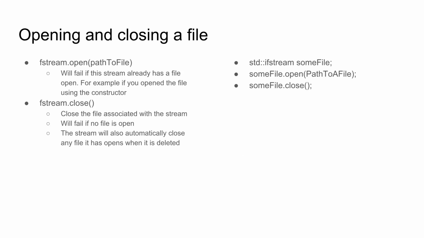So opening and closing a file. If your stream is not associated with a file, you can do .open, the path to that file, and then it will go and open up that file. If you already have a file open, this command will fail. Close will close the file associated with that stream. You can't read from it or write to it afterwards anymore. But you don't really generally need to do this, because whenever the stream gets destroyed, if it happens to have a file open, it will automatically close it for you. So there's just open and close. Nothing too interesting there.